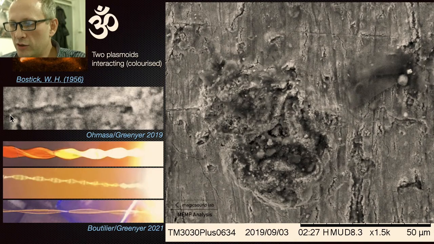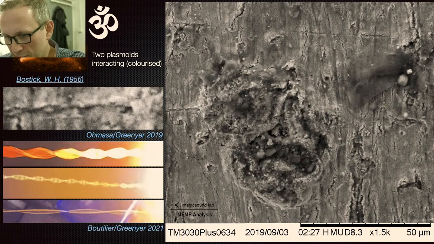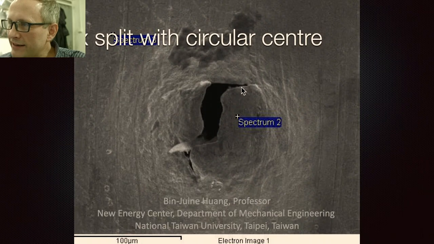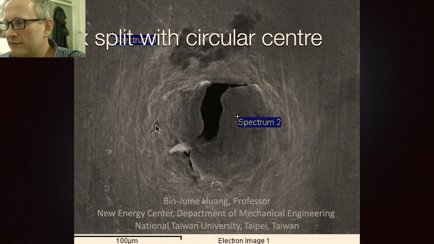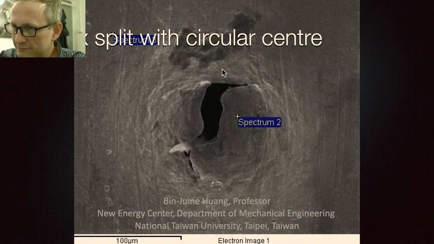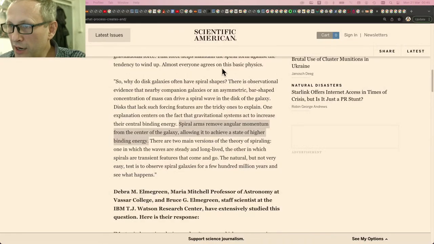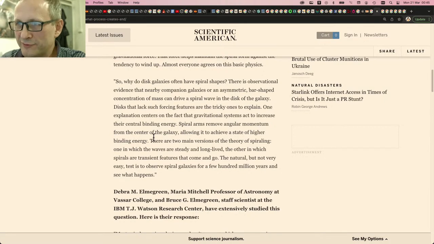Okay, so where would this be the highest? It would be the highest in the center. And what would lead that to be high? Well, according to that theory, this spiral arm removes angular momentum, leading to higher binding energy. In my view, this is all working on the same scale, on every scale rather.